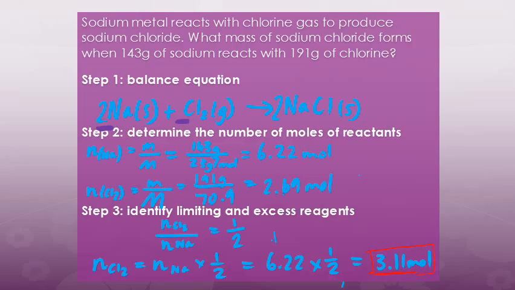But we just calculated that, given the information from the question, we only have 2.69 moles of chlorine, which means that my chlorine is the limiting reagent. It's going to limit the amount of product that can be formed from this reaction.